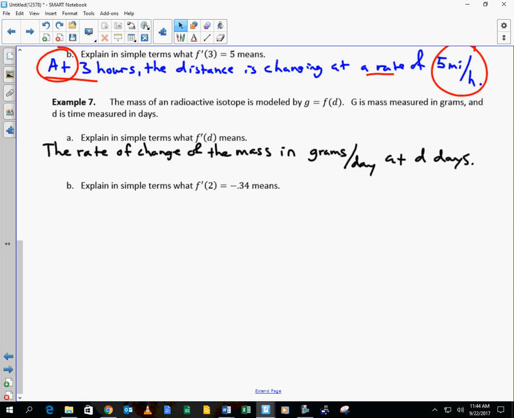All right. So F prime of D means the rate of change of the mass in grams per day at D days. So explain in simple terms what F prime of 2 equals negative 3.4 means. That means at what? At day 2, yep, or 2 days. At day 2, the mass is increasing or decreasing? Decreasing.